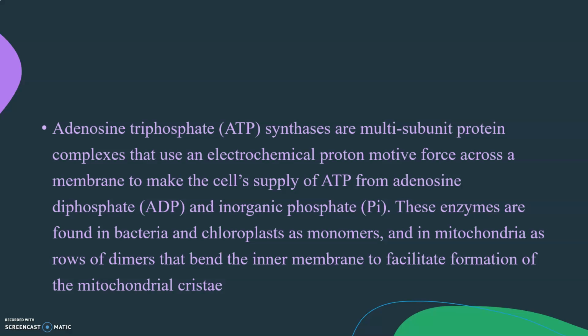This enzyme, ATP synthase, is found in bacteria as well as in chloroplasts as monomers. But in mitochondria, they can be seen as a row of dimers. Actually, the mitochondria are present in eukaryotes, and they bend the inner membrane to form the mitochondrial cristae.